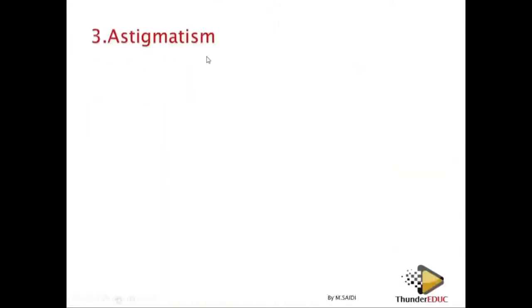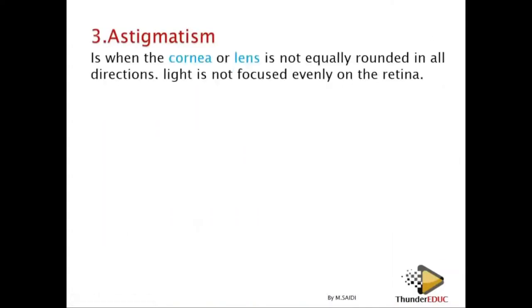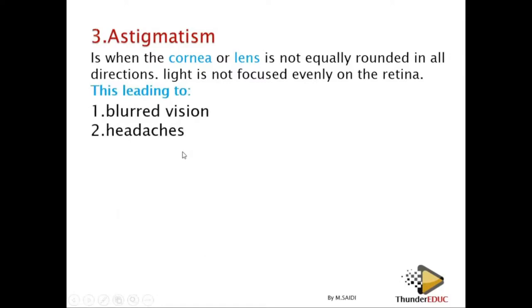Then the third one is what's called astigmatism. Astigmatism is when the cornea or the lens is not equally round in all directions. Light is not focused evenly on the retina, so you'll be seeing multiple images. This leads to, number one, blurry vision. Number two, headache, because you can't see. It's like having a phone and video calling someone, and someone is shaking the phone, so you start to feel that headache. That's what happens to a person who is suffering from astigmatism. Then you have the squinting of the eyes.